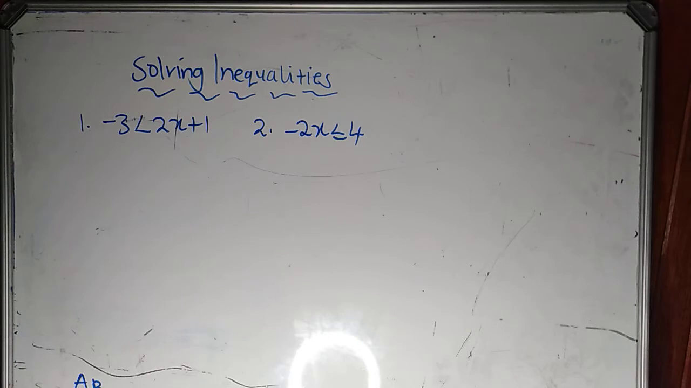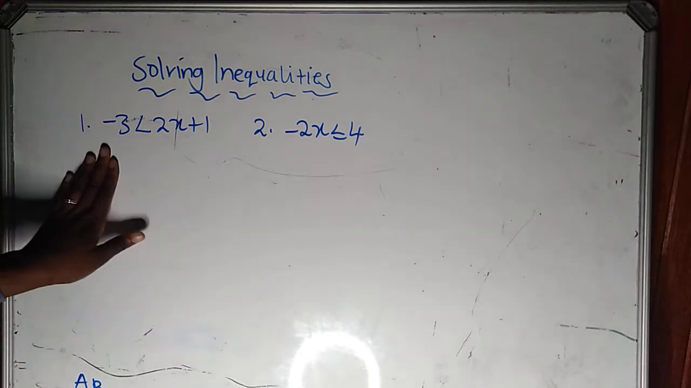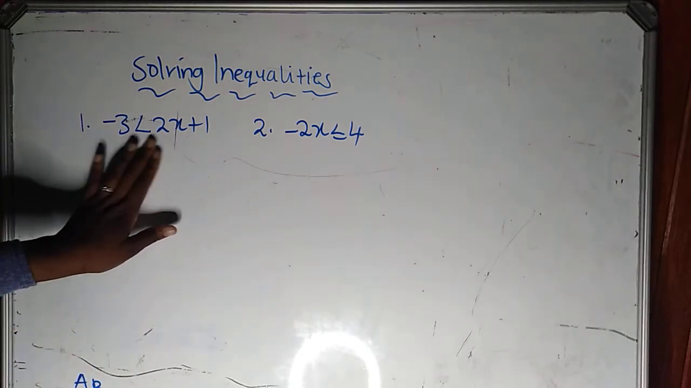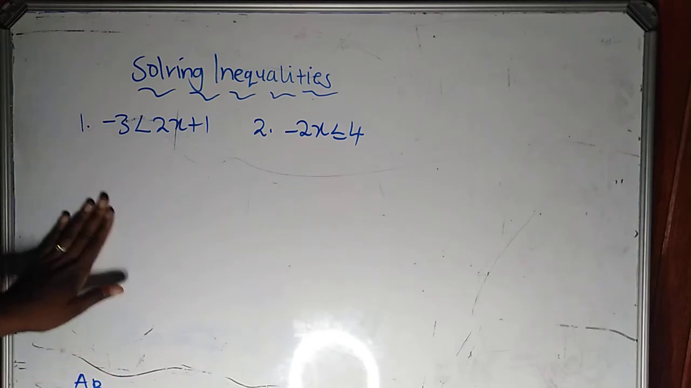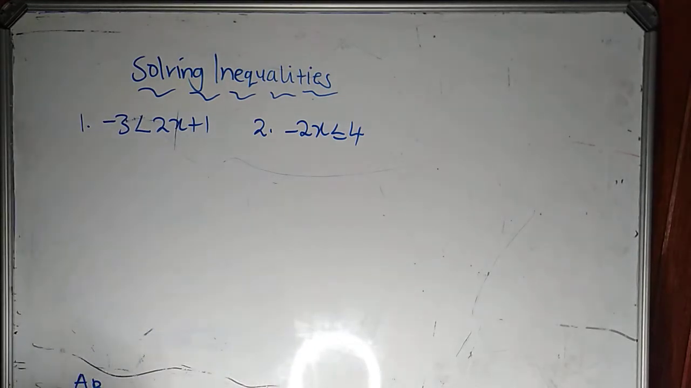Today we are solving inequalities. After solving them, we will then be required to show them on a number line, right? So for our first inequality, we are given minus 3 less than 2x plus 1. They want you to solve for x and then you show it on a number line. How are we going to do it?